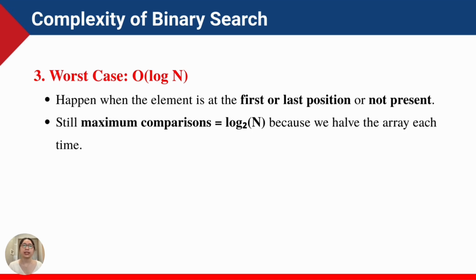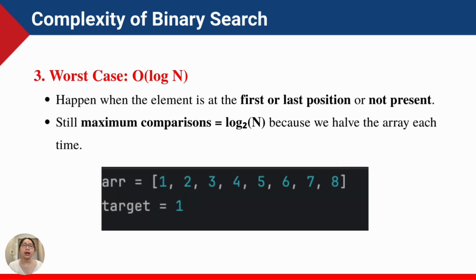Finally, we have the worst case. Binary search's worst case happens when the target is either at the first element, at the last element, or not present in the array at all. As you can see in this example, even in the worst scenario, binary search still divides the array by half each time. That means the maximum number of comparisons is still log₂ n, so the worst case time complexity also remains O(log n).